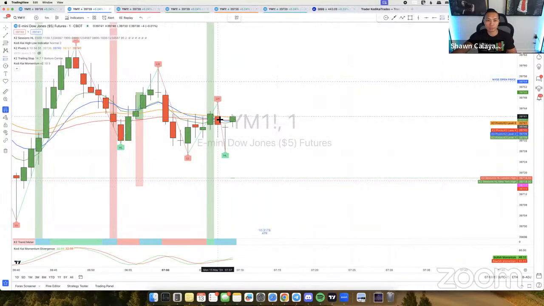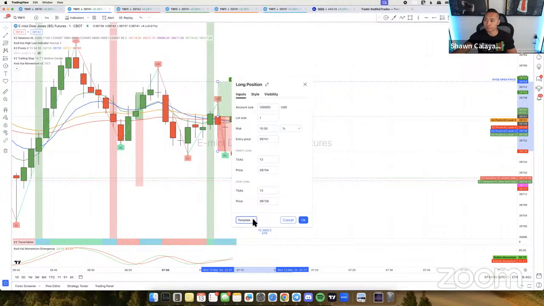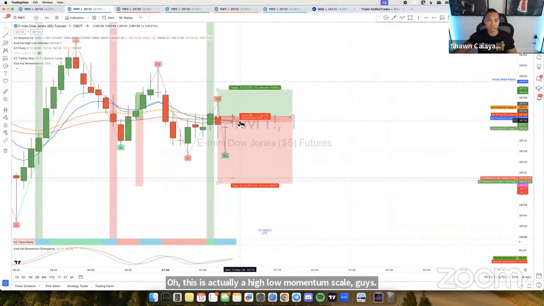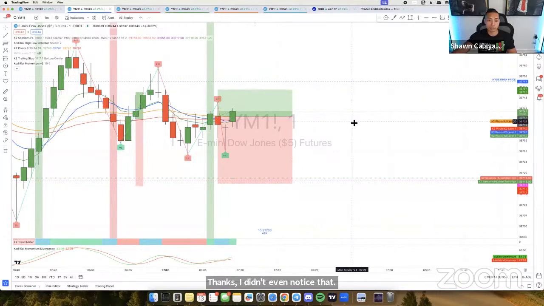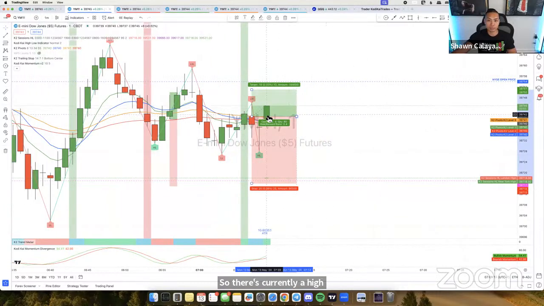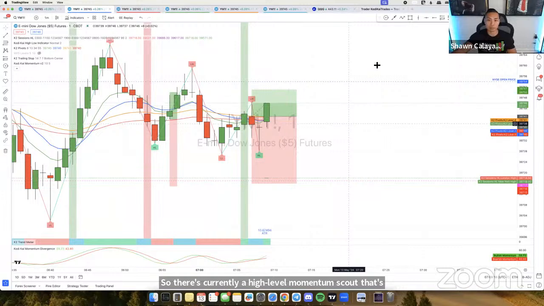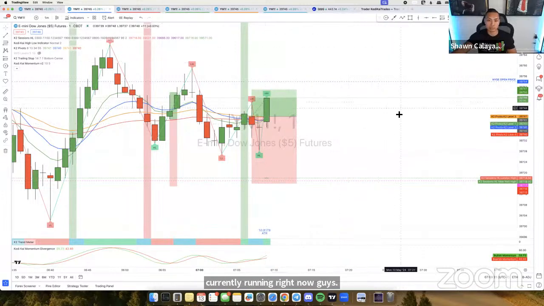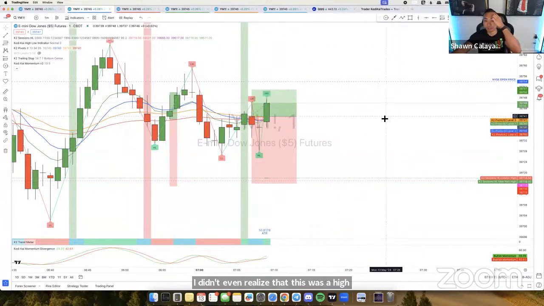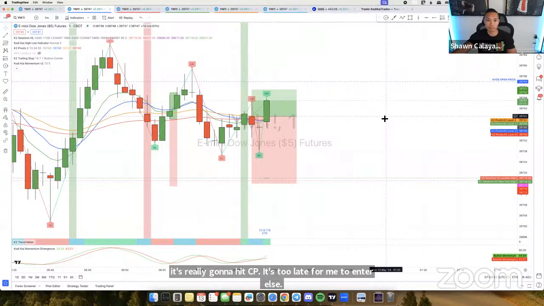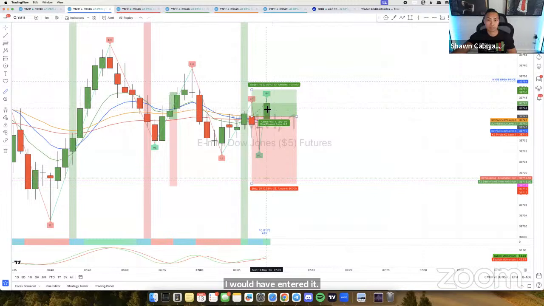Oh, this is actually a high level momentum scalp, guys. See, I didn't even notice that. So there's currently a high level momentum scalp that's running right now. I didn't even realize that this was a high level momentum scalp until now. I mean, it's already going to hit TP. It's too late for me to enter, else I would have entered it. But yeah, it's a little too late now.